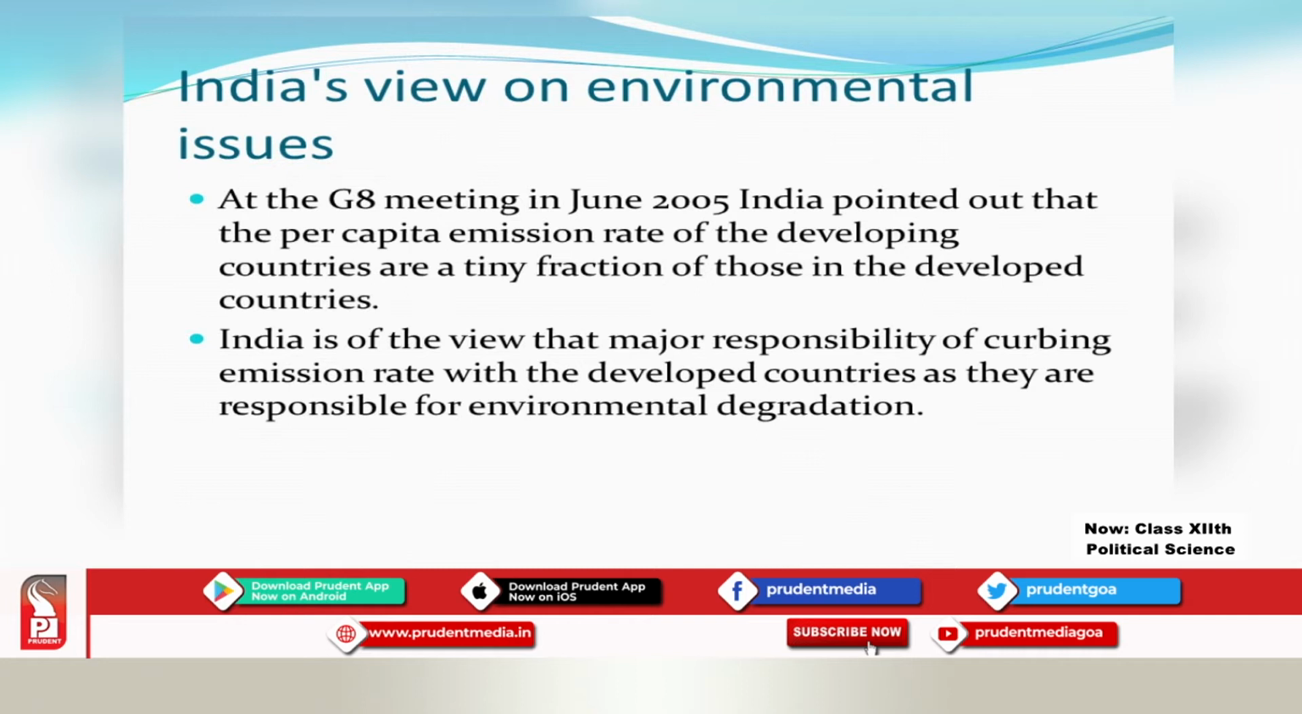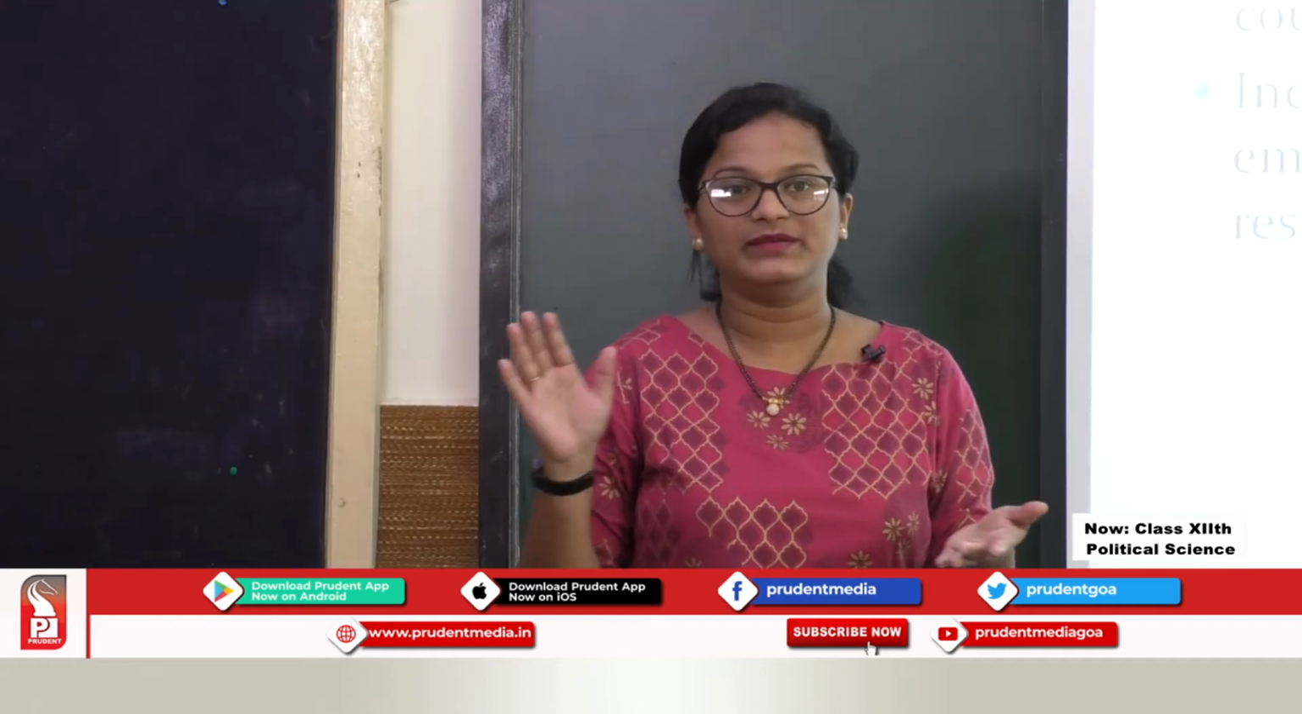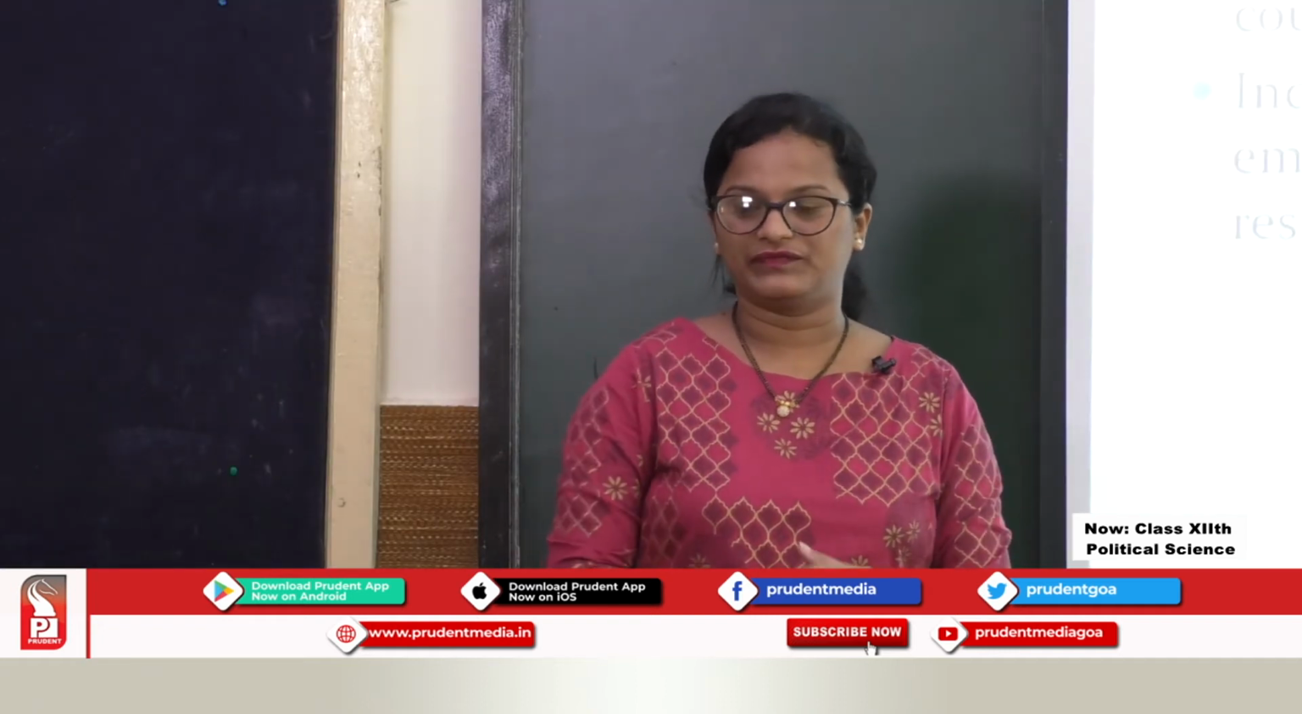India is of the view that the major responsibility of curbing the emission rate lies with the developed countries, as they are responsible for environmental degradation. Basically, India's point was that these developed countries are more responsible for the environmental degradation, so their responsibility automatically increases. That was the only point India wanted to put forward.